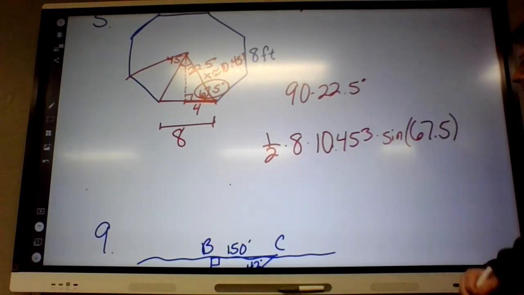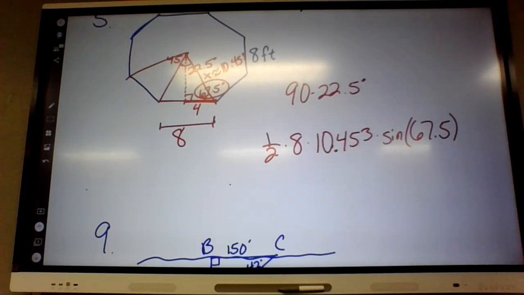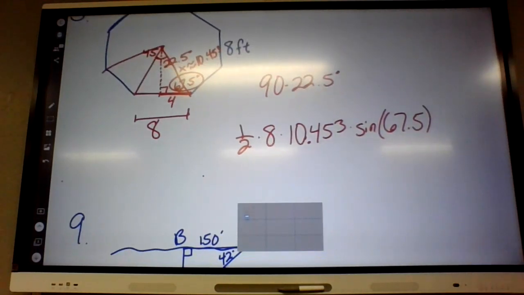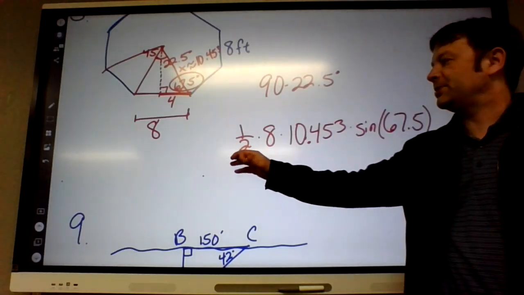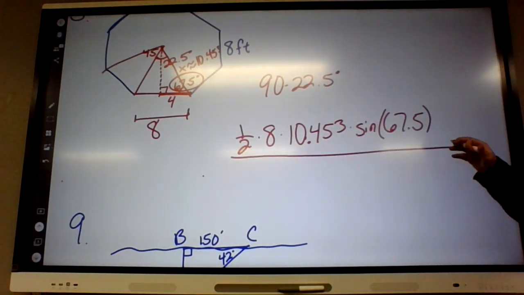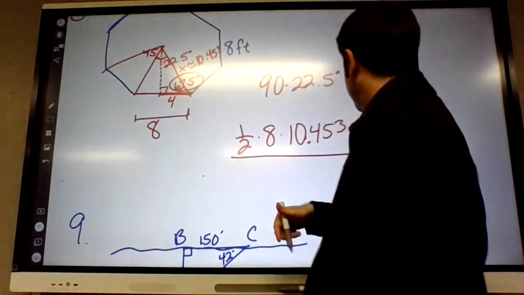Okay, now what's a little bit wrong with this? We're probably missing something. What does all this give me? The area. It gives me the area of the triangle. So times 8, because there are 8 triangles.